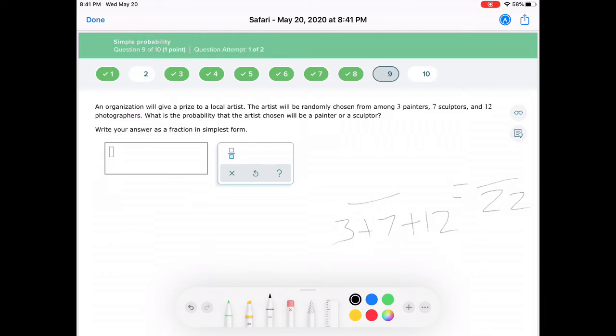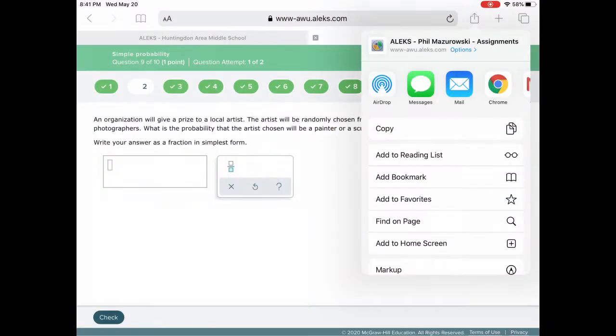So now I want to know what's the probability that the artist chosen will be a painter or a sculptor. Well, we have 3 painters and 7 sculptors, so that's 10 total people out of 22. We can simplify that, divide both by 2, and we end up with 5 out of 11. So the probability that the artist chosen will be a painter or a sculptor is 5 out of 11.